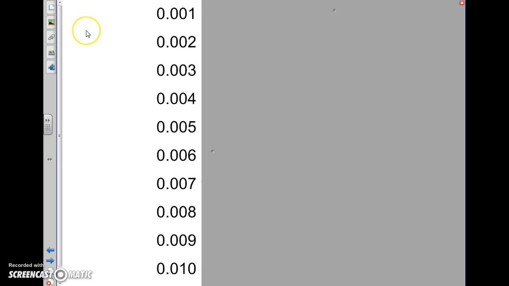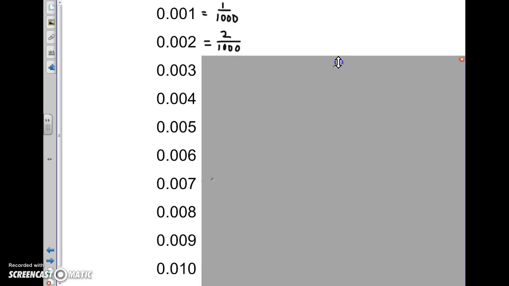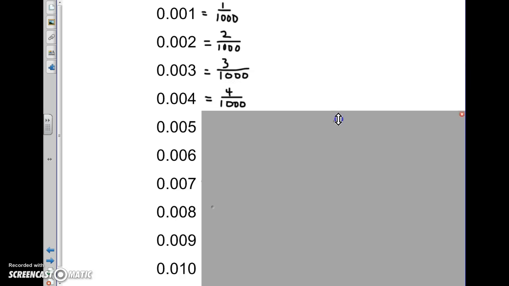Okay, and lastly, we're going to learn all the way to the thousandths place. Remember, the digit immediately to the right of the decimal point is the tenths, to the right of that is the hundredths, and to the right of that is the thousandths. So if I'm looking at a 1 in the thousandths place, it's 1/1000. The next one I see a 2 in the thousandths place, so it's 2/1000, and so forth.